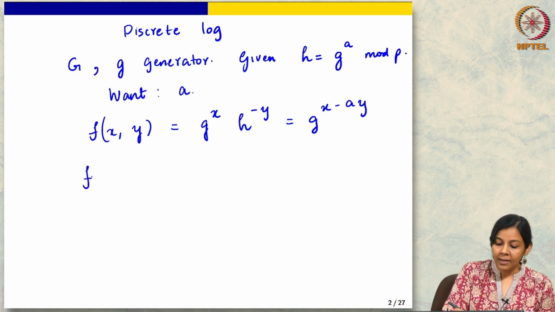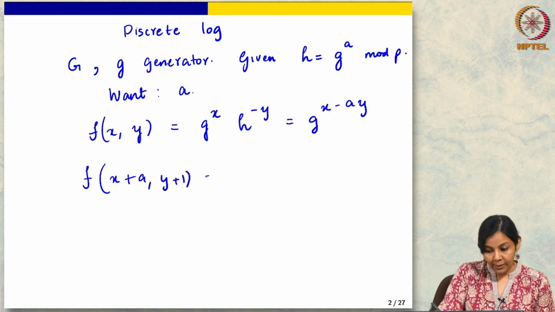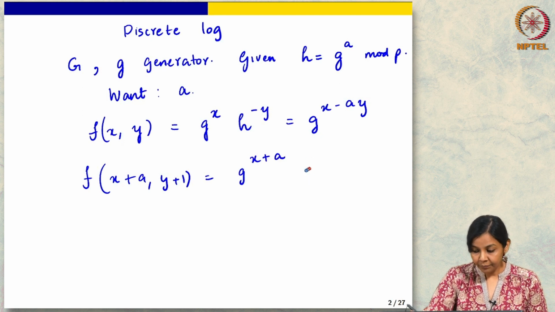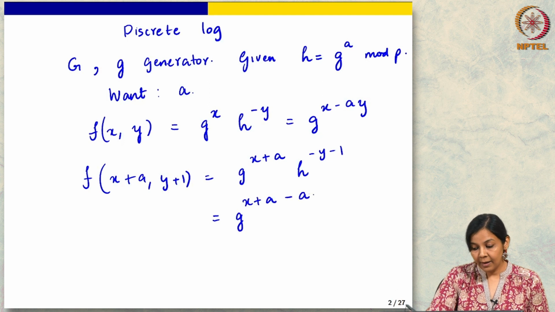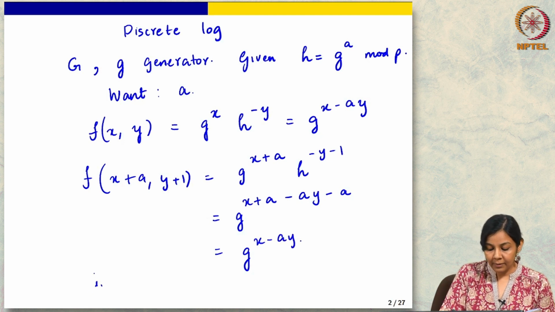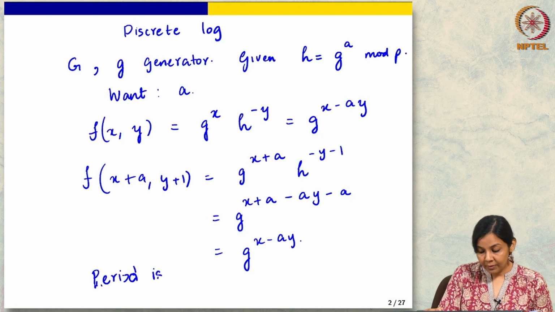And you can now see that f of x plus a, y plus 1 is going to be g to the x plus a, h to the minus y minus 1, right, which is g to the x plus a minus a y minus a, which is the same thing as g to the x minus a y. Okay, so, we can see that the period is (a, 1).